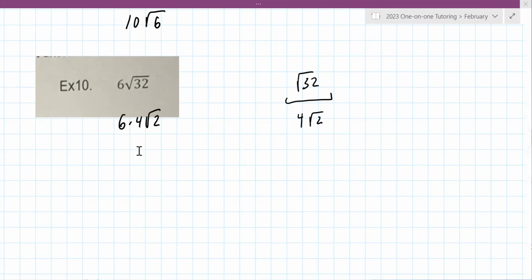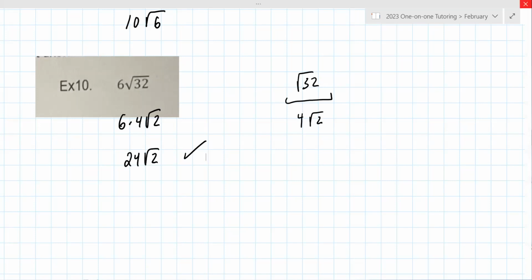24 times the square root of 2. Perfect. All right. Really, really good. Okay, so let's go to the next one here, example 11.